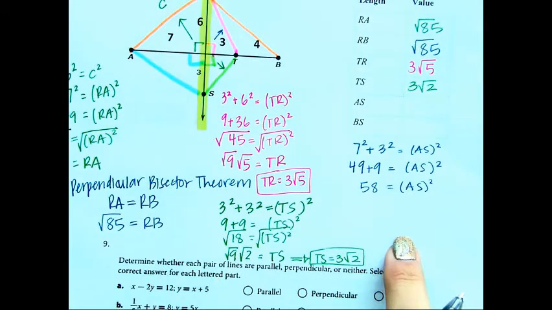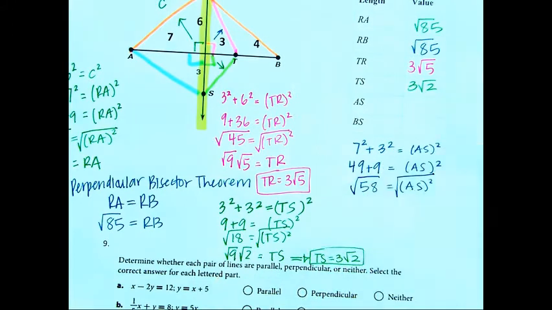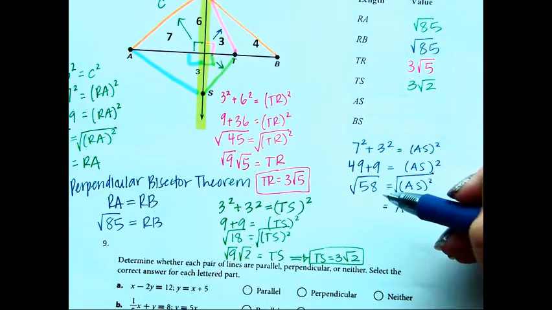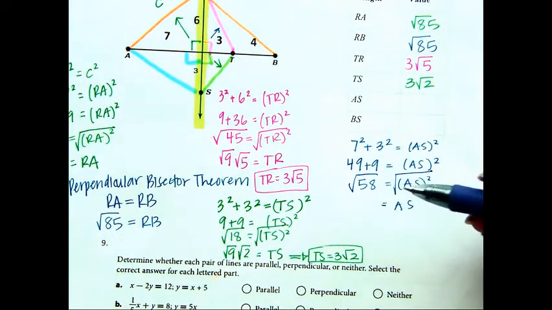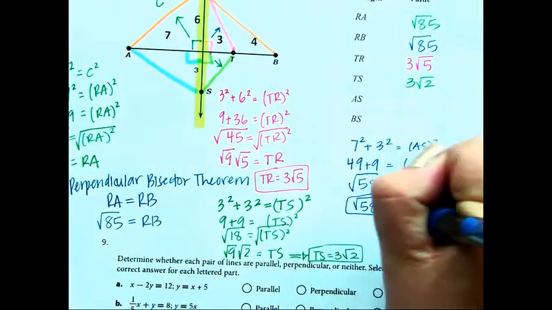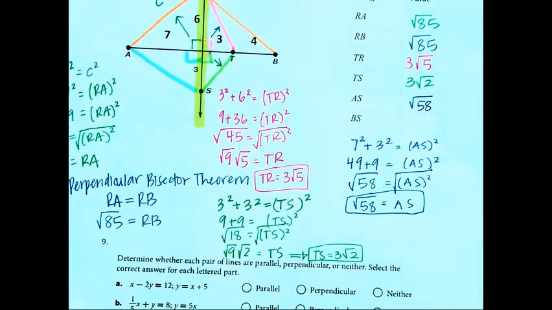And to get AS by itself, I need to take the square root of both sides. AS. So 58 ends up being like 2 times 29, which 29 is a prime number, so we can just leave it as square root of 58. This is our answer here. Square root 58.